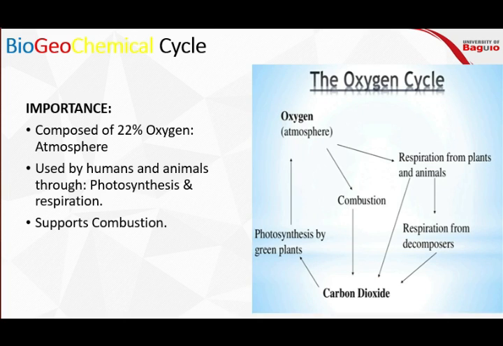If you look at the simple illustration, or diagram, of the oxygen cycle, we have the oxygen coming from the atmosphere, and this will be used for breathing, or respiration, by plants, animals, and even humans. Respiration also comes from decomposers, and the animals and plants are also releasing carbon dioxide and taking in carbon dioxide. We also have photosynthesis by green plants, and it goes back to our atmosphere. So again, just take note of the involved processes and the importance of this oxygen cycle.